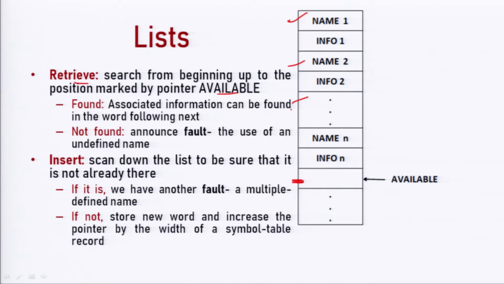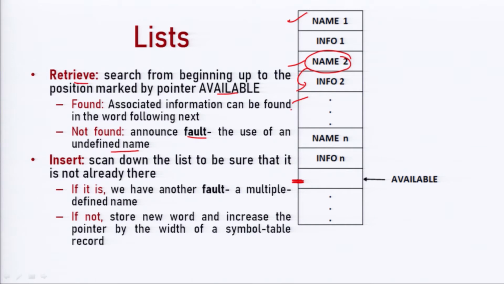Now, there are 2 possibilities: record is found or not found. If the record is found, suppose name 2, then its associated information can be found in the next word, the next cell to this. Now, if it is not found, then it will announce a fault, the use of an undefined name. So, in that case it will announce the undefined name.